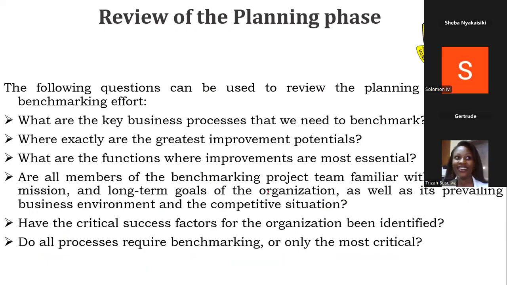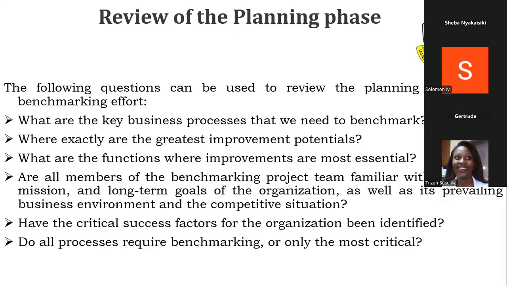So here are a few guiding questions to help us review the planning process to ensure that we have crossed our T's and dotted our I's. We ask questions like, what are the key processes that need to be benchmarked? Is it generally agreed that these are the processes that we need to benchmark? Key point there is we don't want to go outside of the scope. We want to keep things very, very precise. We don't want something overly ambitious as we benchmark.